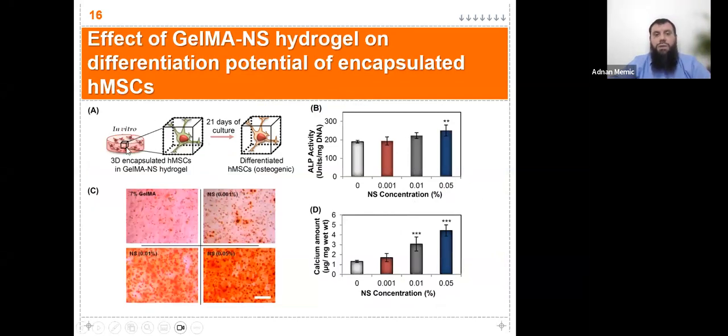And we can see that if we take these human mesenchymal stem cells and put them into 21 days of culture with these particles, you can start to see what? Calcium deposition. So signs that you're starting to have something that looks like bone, right? There's some minerals being deposited.